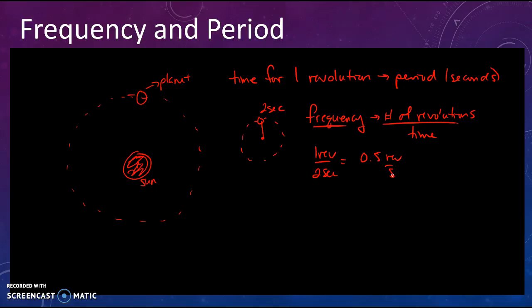And we don't really write revolutions per second. What we express this as is hertz. So we would say it has a frequency of 0.5 hertz. Hertz is units of reciprocal seconds, and that's what the frequency would be. So these are two terms I want you to know what they mean. Period is the time to go around one time, and frequency is how many times it goes around per second, essentially.